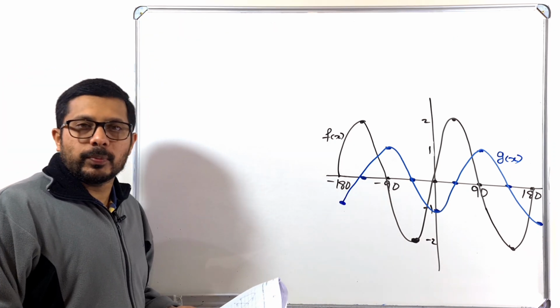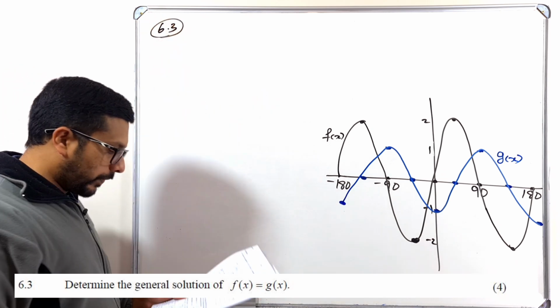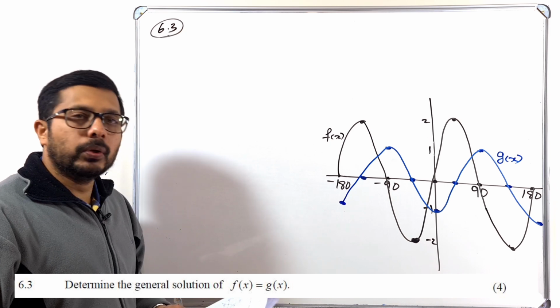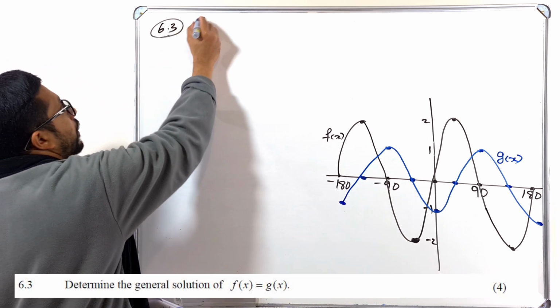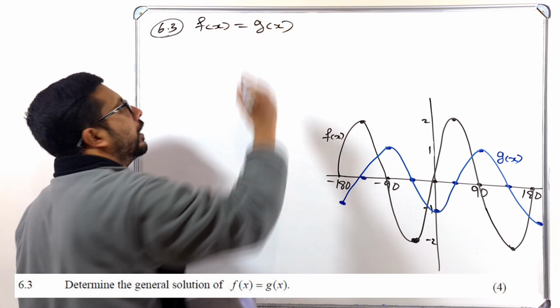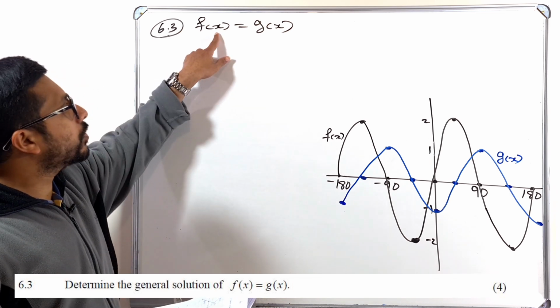Okay, let's go to question number 6.3. What is question number 6.3? Determine the general solution of f of x is equal to g of x. You have to find the general solution of f of x is equal to g of x.